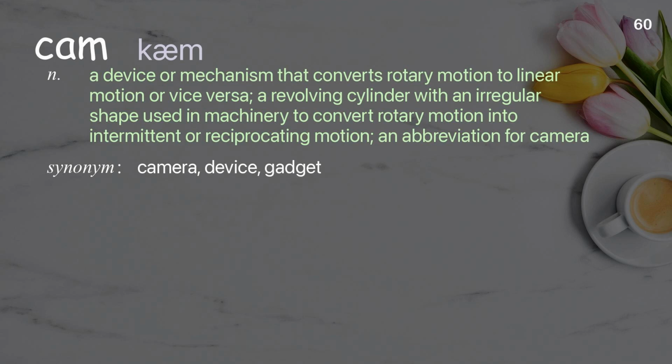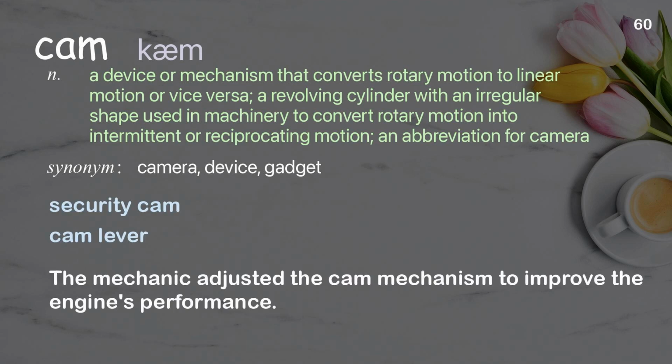Cam. A device or mechanism that converts rotary motion to linear motion or vice versa; a revolving cylinder with an irregular shape used in machinery to convert rotary motion into intermittent or reciprocating motion; an abbreviation for camera. Examples: Security cam. Cam lever. The mechanic adjusted the cam mechanism to improve the engine's performance.